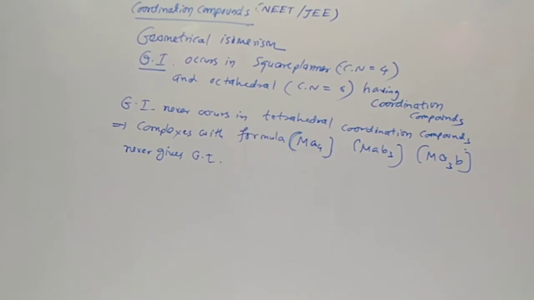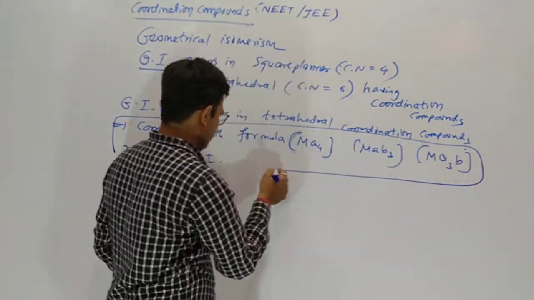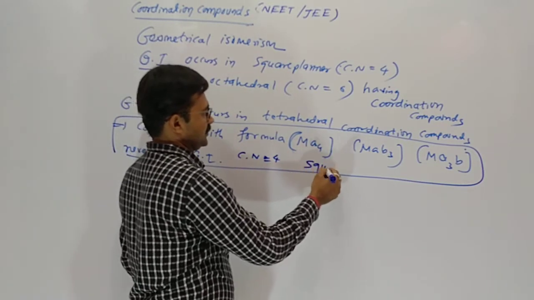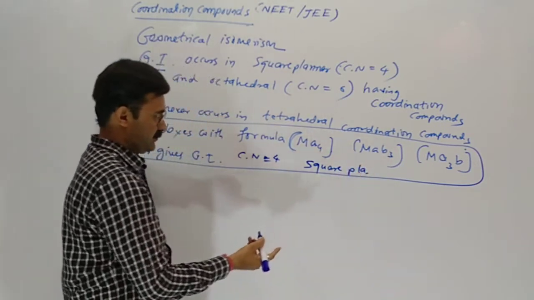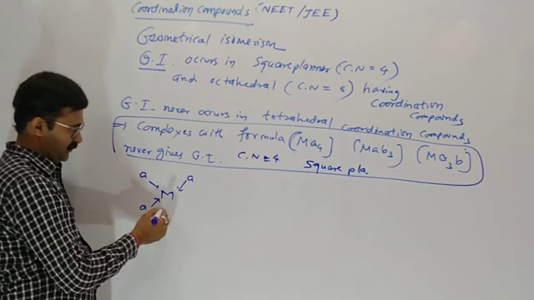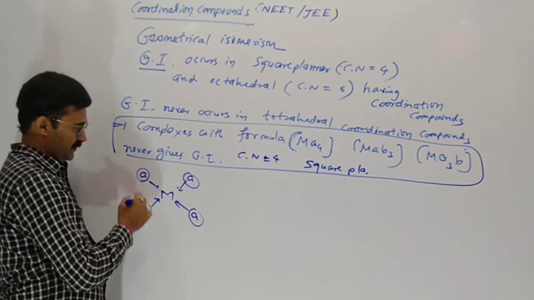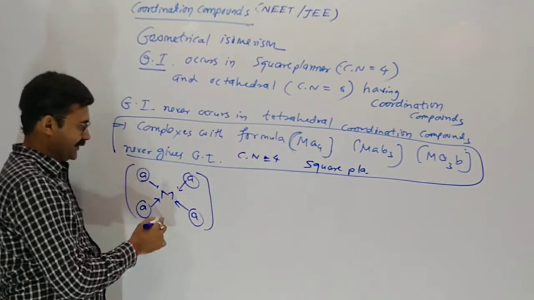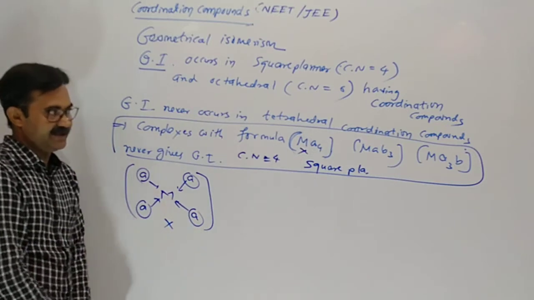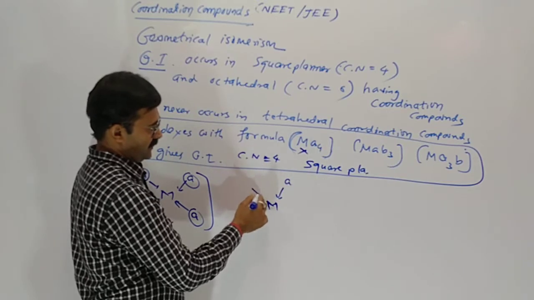Here, coordination number is 4 and the shape is square planar, with the metal combining with 4 monodentate ligands. When we change the place of A relative to each other, we can't get another geometry. So this one is not giving any geometrical isomers. Like this, A1 and 3B.